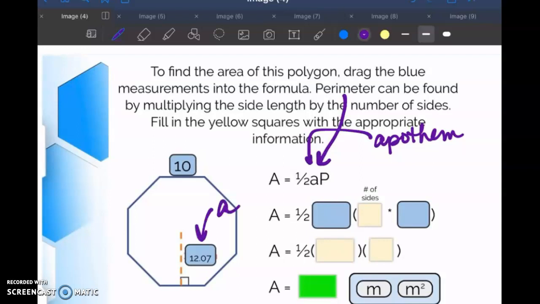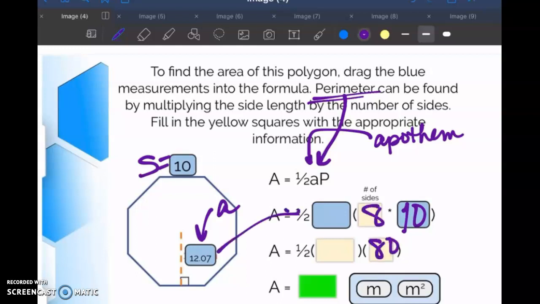Perimeter is really easy to find if you know how long a side is, right? How long is a side here? One side is 10. It looks like this is meters. And in an octagon, there are 8 of them, right? 8 10-meter sides, which is 80. And we know that the apothem is 12.07 meters.